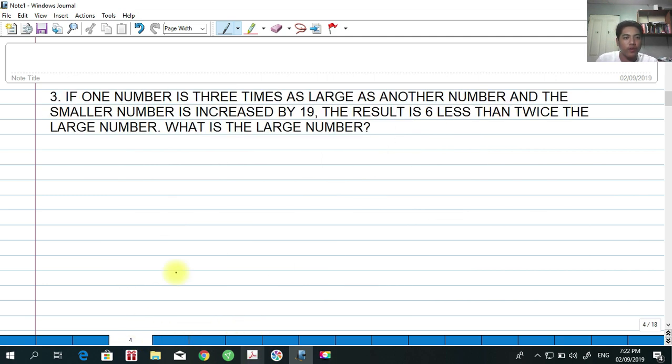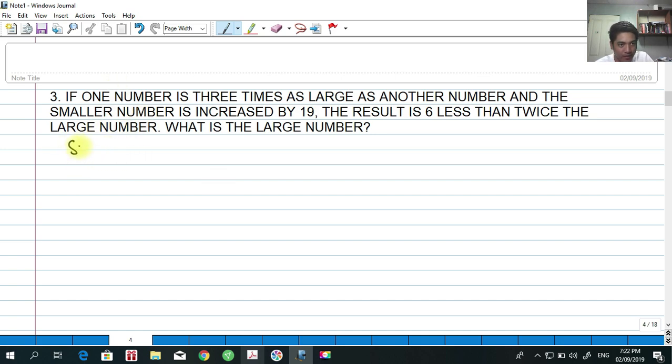Okay, let's go now to number 3. It says, if one number is 3 times as large as another number, and the smaller number is increased by 19, the result is 6 less than twice the large number. What is the large number?